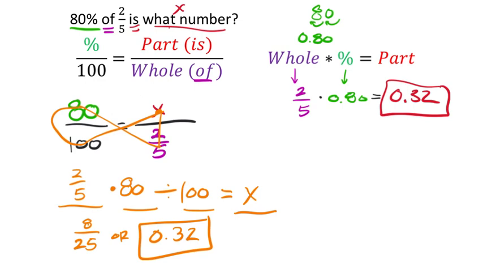But you have to know where these numbers go, because if you were to put the 2/5 as the numerator, you're going to get something different. It's going to throw you way off on that one. So the setup on the percent proportion is pretty crucial.